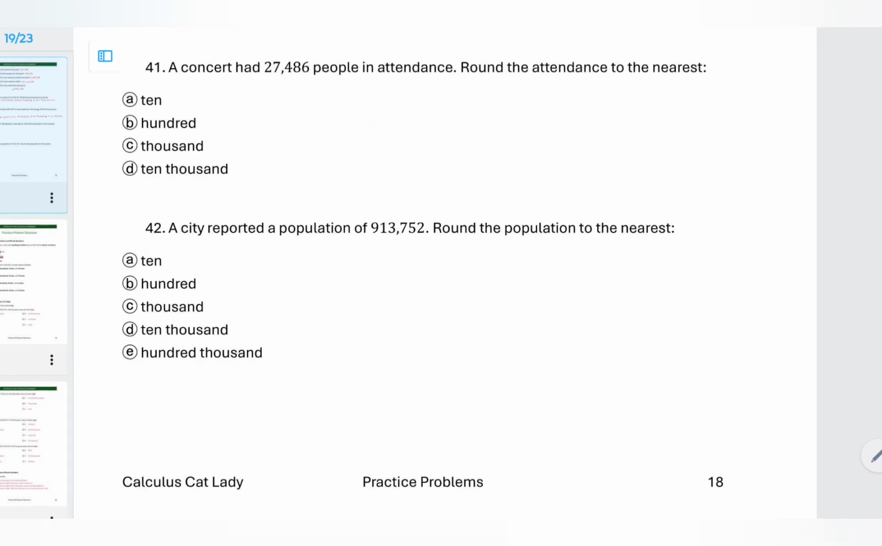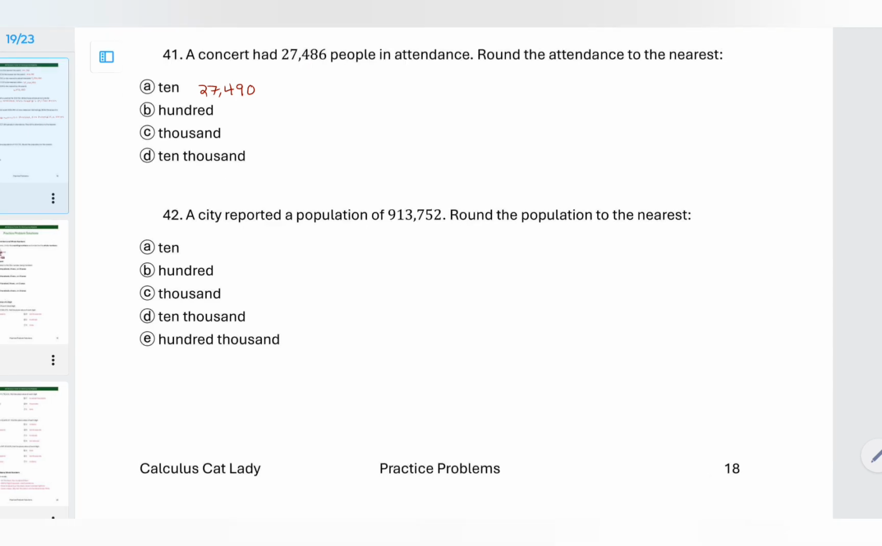A concert had 27,486 people in attendance. Round the attendance to the nearest. And we have a couple choices here. Okay, so the first one is round it to the nearest 10, which means that we're looking at that 8. We can just copy down anything before that 8. And then for the next place, we have to look at the number next to it as 6 rounds up, so that 8 will change to a 9. So 27,490.